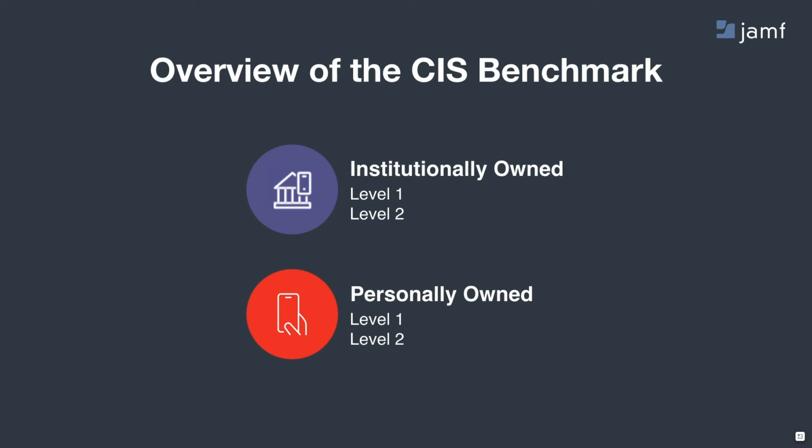Now, level 2 is obviously for more security. They say this should be used for environments or use cases where security is paramount. They will act as a defense and provide in-depth security measures. It may, however, negatively inhibit the utility or performance of the technology. A great example would be, if I need to block the camera for security reasons, it's obviously going to negatively inhibit the utility of that device.